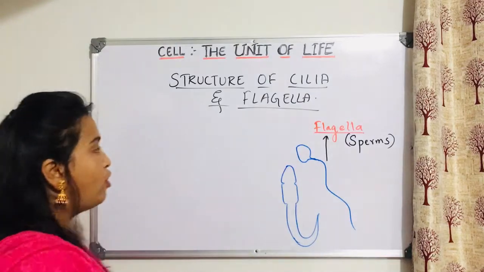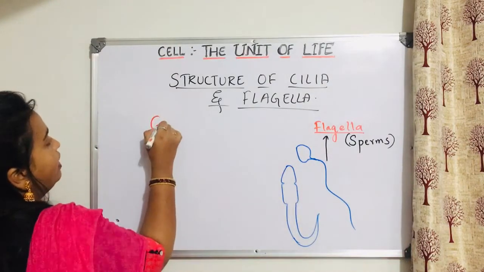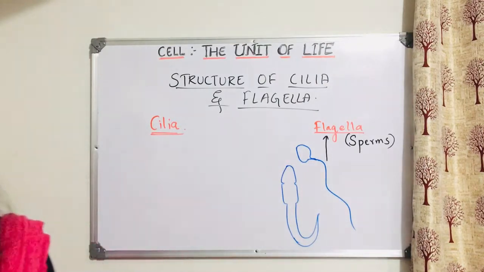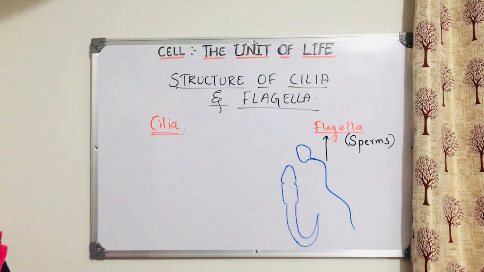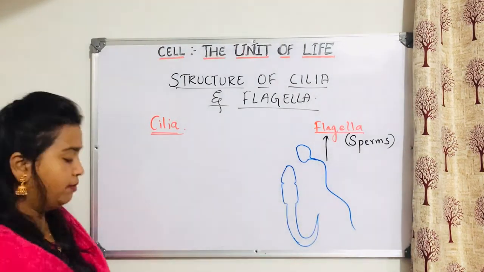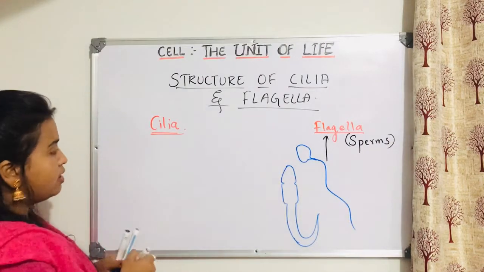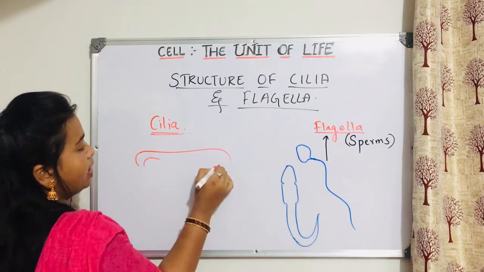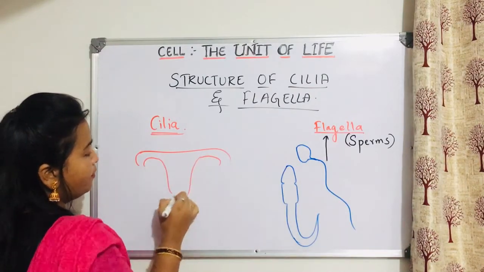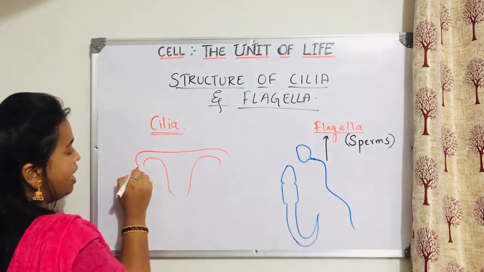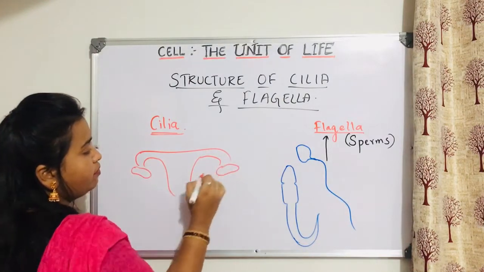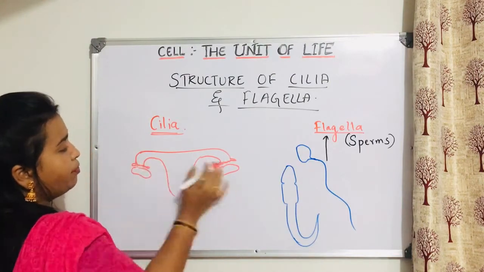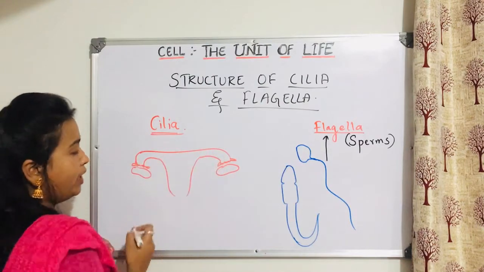Now, in human beings, if you talk about cilia, where will you find it? Think about it. In human beings, for example in females, this is a fallopian tube like this. I'm not drawing the complete one, okay? And these are the ovaries. And you have these finger-like projections here, the fimbriae. And these two are the fallopian tubes.